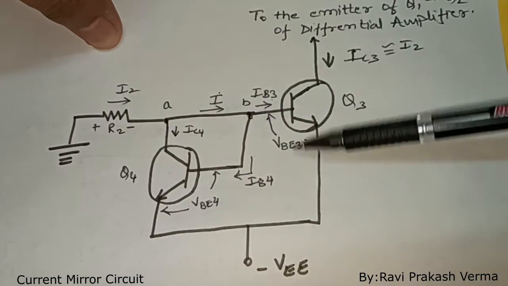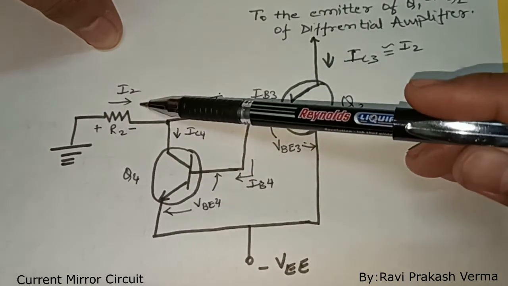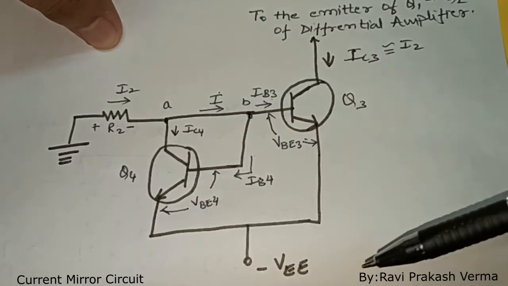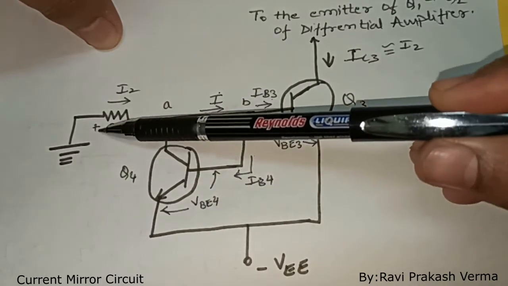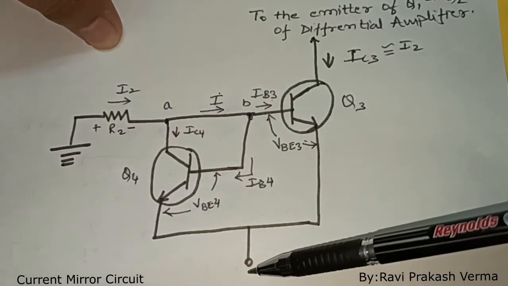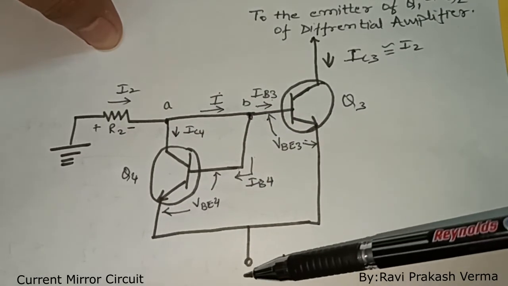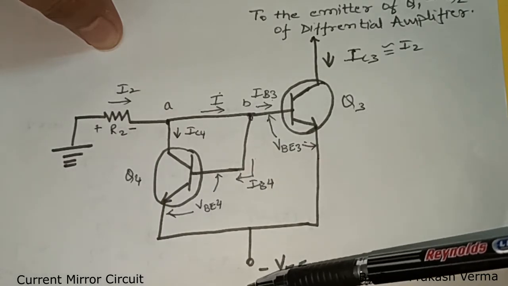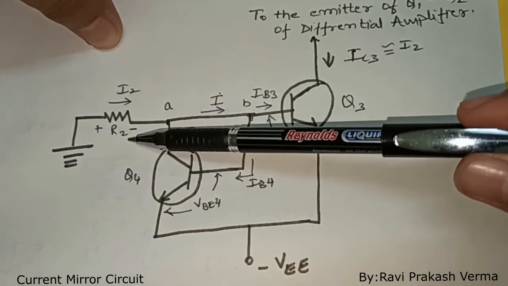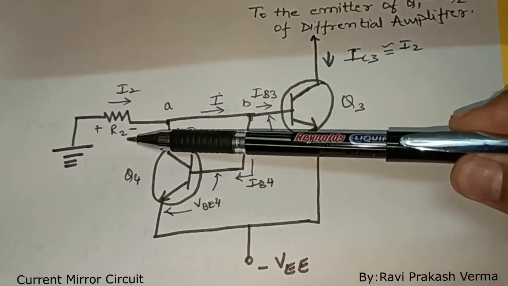Now to get the value of I2, we are applying KVL in the Q3 transistor. When we apply KVL, we have to consider this whole loop. This is the negative terminal, negative potential, and the other terminal is going to the ground. So when we apply KVL in this loop, it will become minus of I2R2.